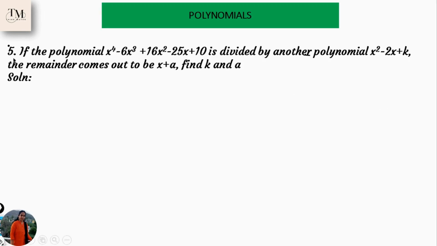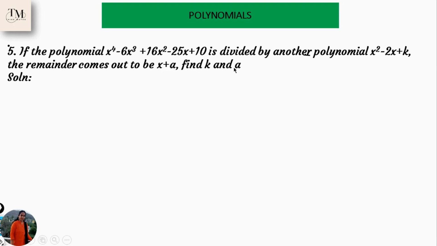The next problem, that is the last problem. If the polynomial x power 4 minus 6x cube plus 16x square minus 25x plus 10 is divided by another polynomial x square minus 2x plus k, the remainder comes out to be x plus a. We have to find k and a.